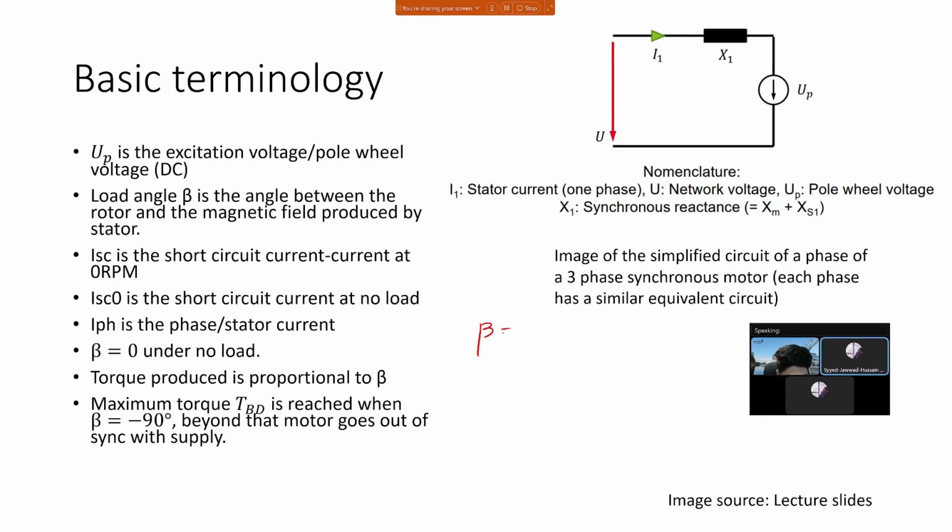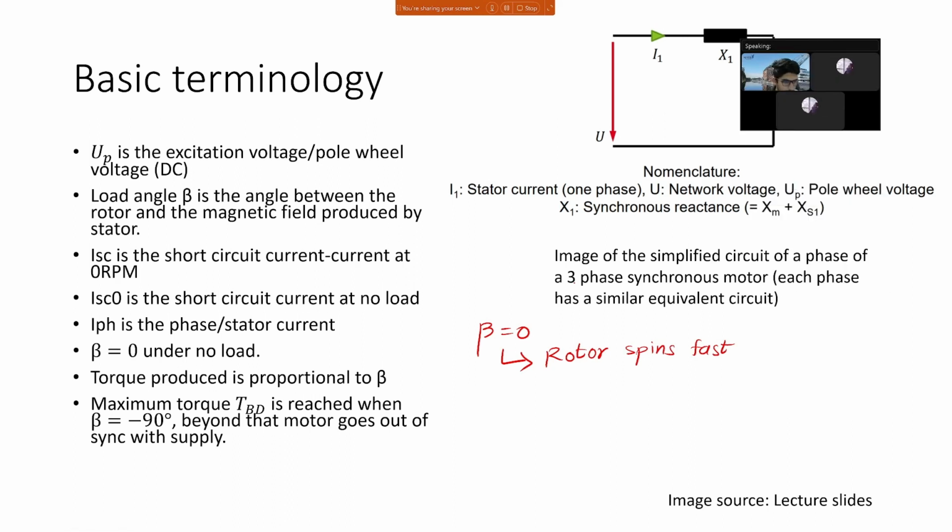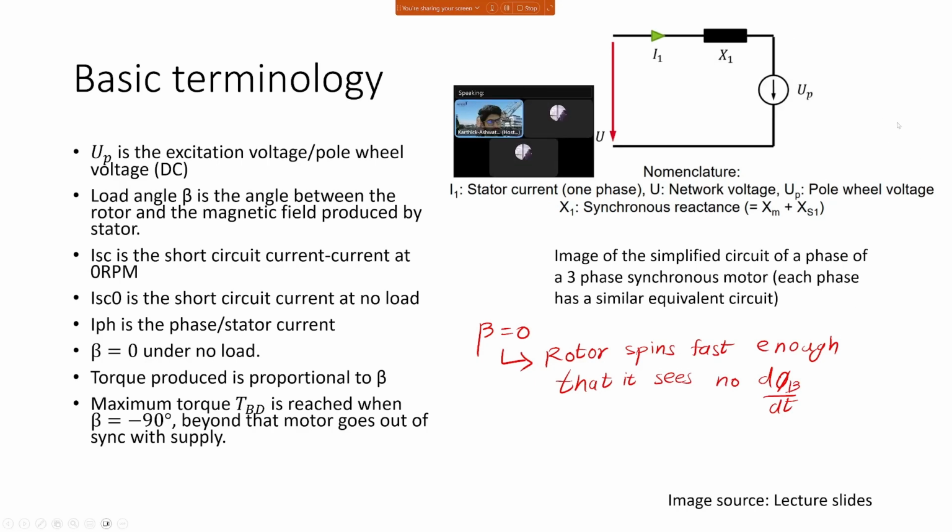Beta goes to 0, which means the rotor spins fast enough that it doesn't see a change in the magnetic field, that it sees no d phi B over dt, right? So there is no induced voltage and UP goes to 0.